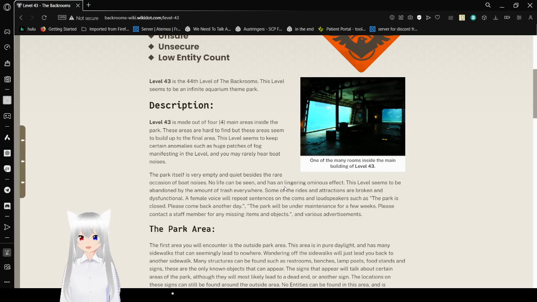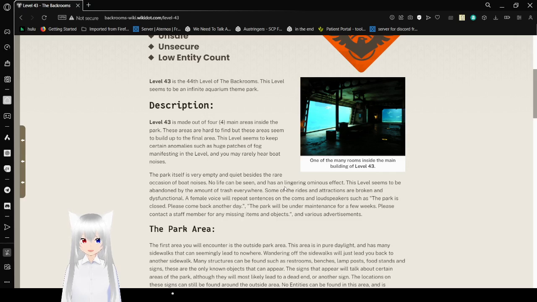Description: Level 43 is made out of four main areas inside the park. These areas are hard to find, but these areas seem to build up to the final area. This level seems to keep certain anomalies, such as huge patches of fog, manifesting in the level, and you may rarely hear boat noises.